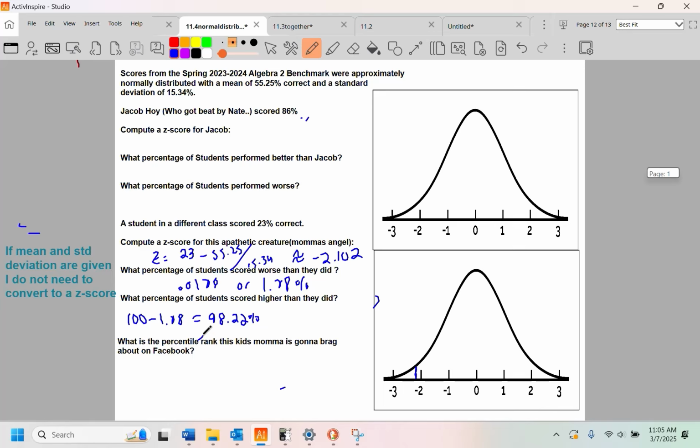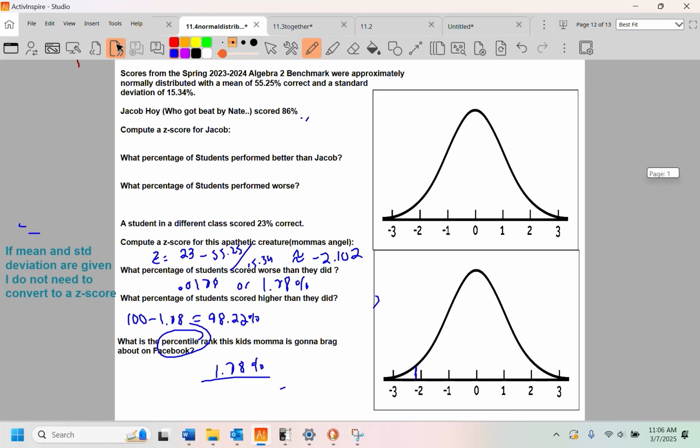This kid did bad. The percentile rank that this kid's mama is on Facebook bragging about is 1.78%. And mama thinks that's outstanding. She is so happy and proud of her little angel. He's kind of dumb, mama. Like, he's really kind of dumb. You don't brag on that kid. Because you and I both know you're still telling him to brush his teeth every single day before he leaves school and every single night before he goes to bed. Because he's special. He's not smart.